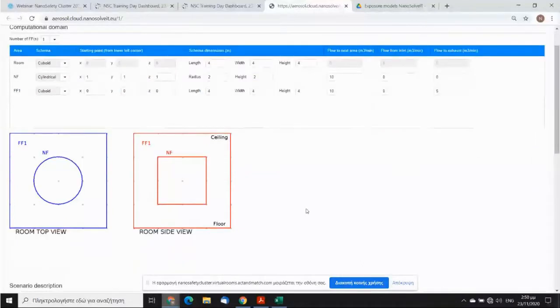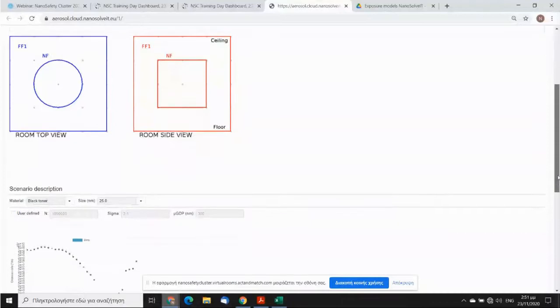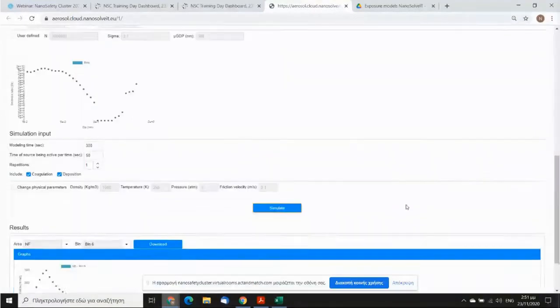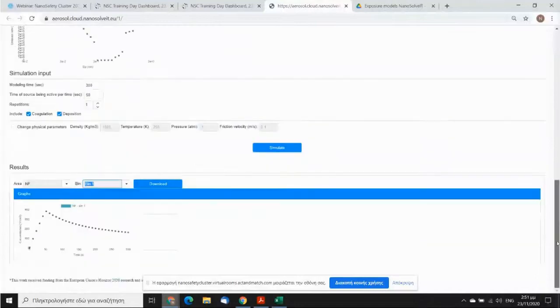So here you can see that I replaced the cuboid for the NF with a cylindrical one. And I will use black toner again, and I will go to simulate. Okay, and now again I can see my results. Here you see that there is a sharper rate compared to the cuboid one.